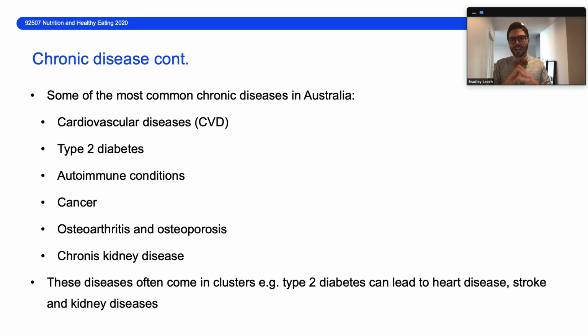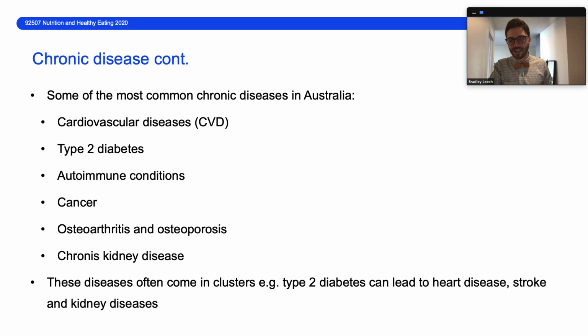So it's quite interesting. You can actually get this thing called clustering. When someone is prone to, or let's say diagnosed with, a chronic disease, there's this clustering effect where they don't just have one chronic disease, they actually develop 2, 3, 4, or 5 different chronic diseases as a result of potentially the first chronic disease. As an example, someone may get type 2 diabetes, which leads on to particular cardiovascular diseases such as heart disease, stroke, and even kidney diseases.